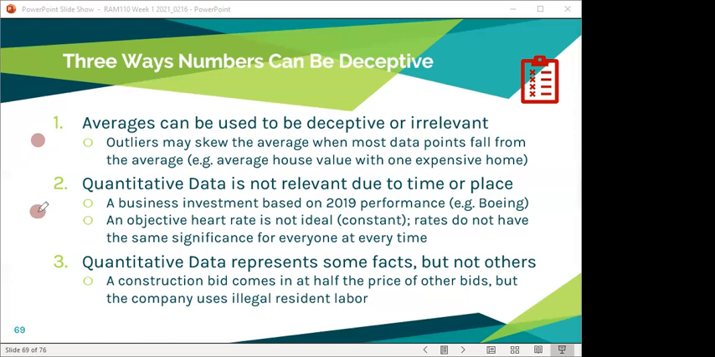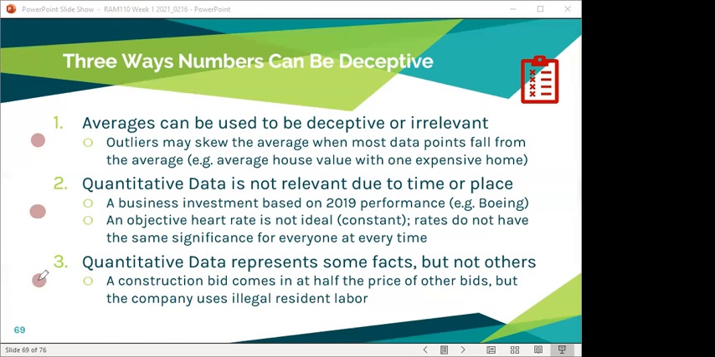Secondly, quantitative data is not relevant due to time or place. If something happened 4 years ago, 3 years ago, 2 years ago, is it relevant today? One example is Boeing's performance with the issues they've had with their recent jets and all the losses that occurred, the loss of life, and the hurt to their reputation. So many changes simply out of 2019 alone. And they're trying to recover from that now.